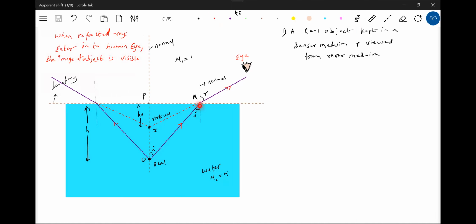Okay, fine. So actually the object is at a depth h, but it will appear at a different depth. This is called apparent. So what is h? h is the real depth.